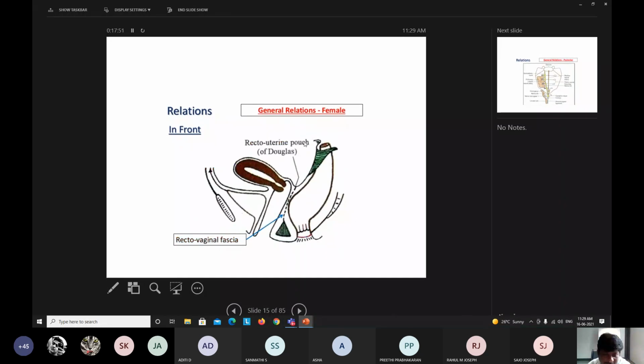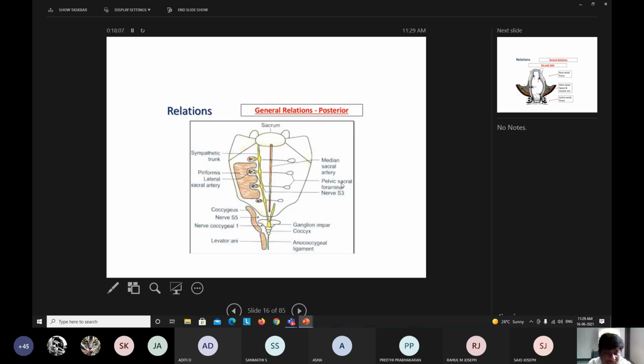In female, again, the rectum is related to the perineal body and the rectovaginal fascia here. Rectovaginal fascia is there. Okay, so these are the general relations in female.